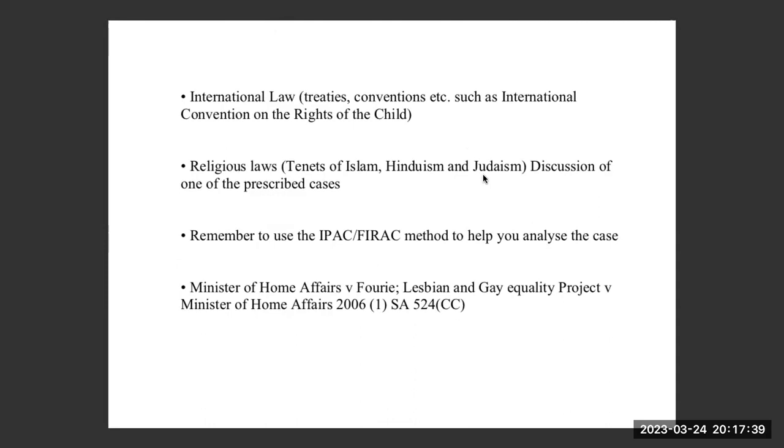Okay, so I'll continue. Did you guys read the case, so that we're possibly on the same page when I'm explaining the case, knowing that you have read the case? Patrick, Zoom user, did you guys read the case? It's the case of the Minister of Home Affairs versus Fourie, Lesbian and Gay Equality Project versus the Minister of Home Affairs. Patrick, I see you want to say something.